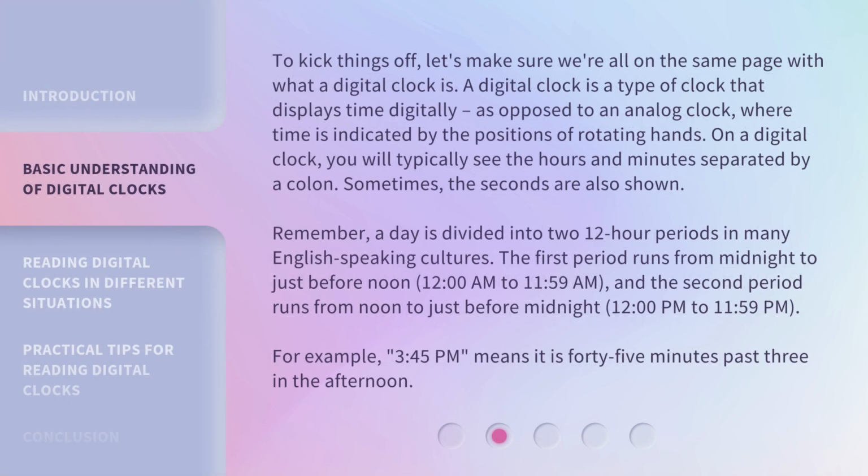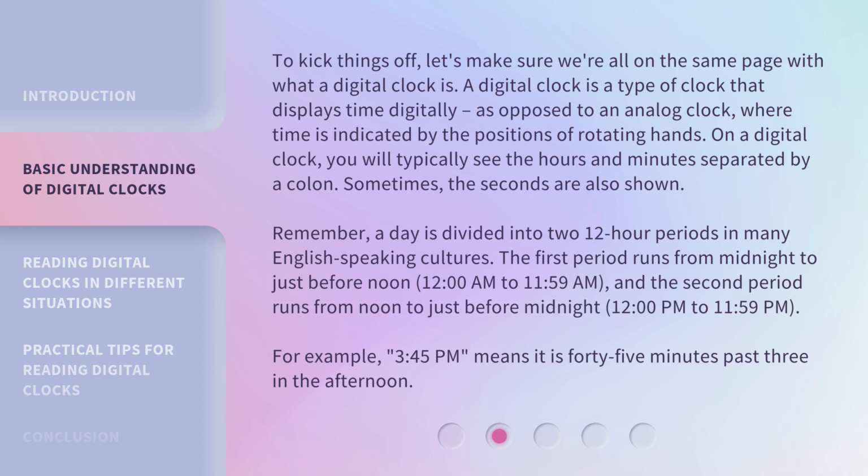To kick things off, let's make sure we're all on the same page with what a digital clock is. A digital clock is a type of clock that displays time digitally, as opposed to an analog clock, where time is indicated by the positions of rotating hands. On a digital clock, you will typically see the hours and minutes separated by a colon. Sometimes, the seconds are also shown.